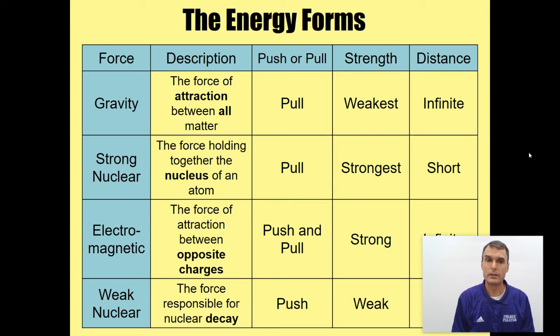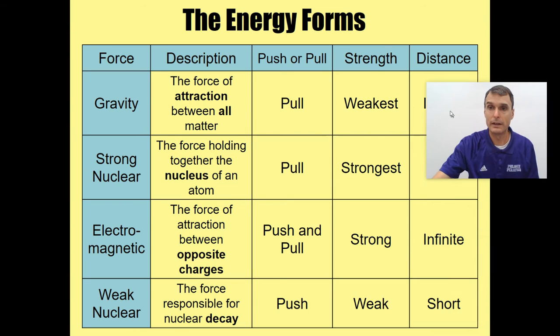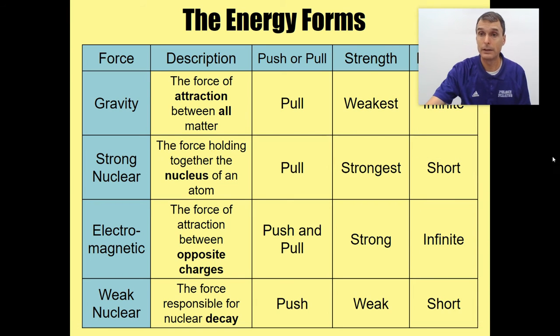And then the strong nuclear force is what holds together the nucleus of an atom. It is a pull force, and it is the strongest, but it happens over a tiny distance because we're talking about the nucleus of an atom, right? And then the electromagnetic force, this is what you're thinking of when you think of magnets, okay? And it's a push or a pull because obviously the same charges repel each other and opposites attract. And it also has a huge distance it can work over, and it's strong. But the weak nuclear force is what causes atoms to decay apart. It's a push force, not very strong, and happens over a very small distance because, again, we're talking about atoms.